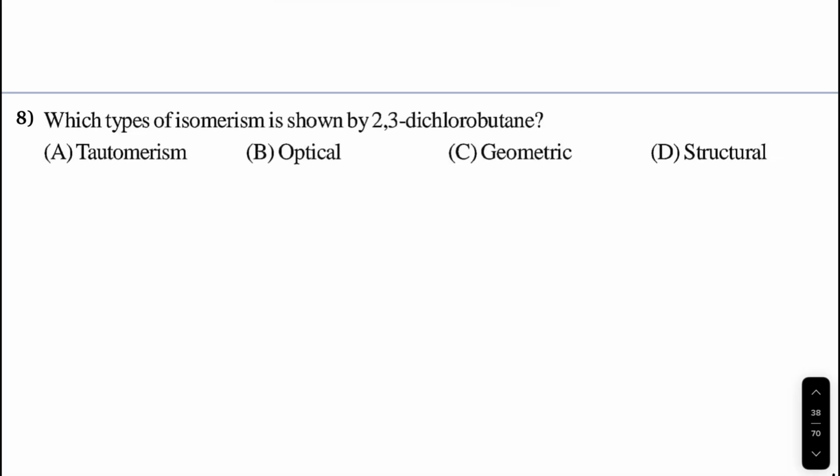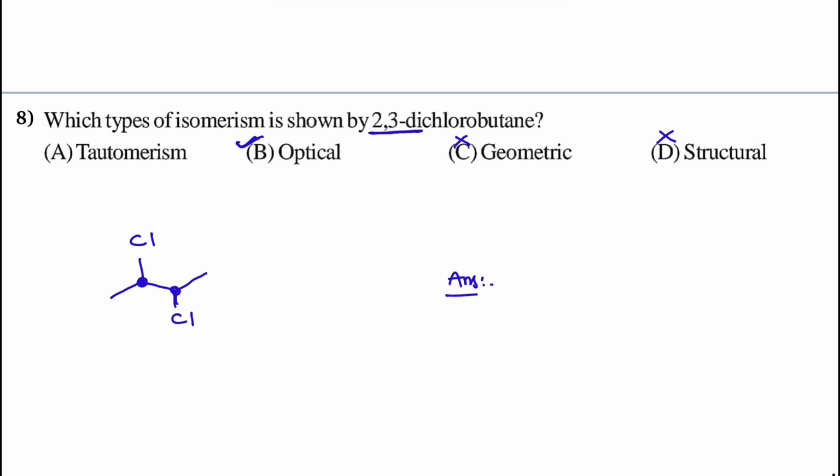The next one, which types of isomerism is shown by 2, 3 dichlorobutane? Here we have chiral centers. Here the positions are fixed, so you cannot write the structural isomers. There is no geometrical center. Geometrical isomerism is not possible. There are 2 chiral centers, therefore it shows optical isomerism. Tautomerism, there is no enolizable hydrogen, so tautomerism is also not possible. So the answer must be B. So answer to this question is B.